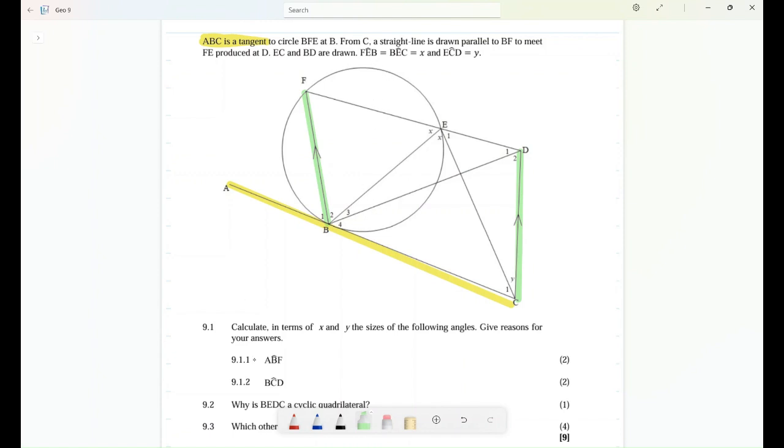Then I'm told that this angle here, FEB, is equal to BEC, is equal to X. It is given on the diagram, as well as that angle ECD. It is Y. Here is that angle.